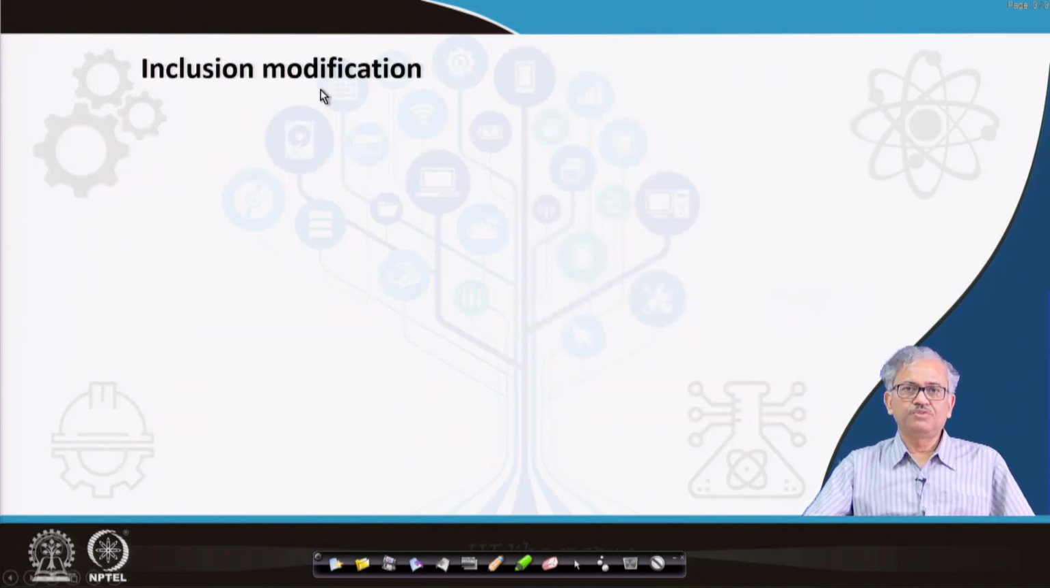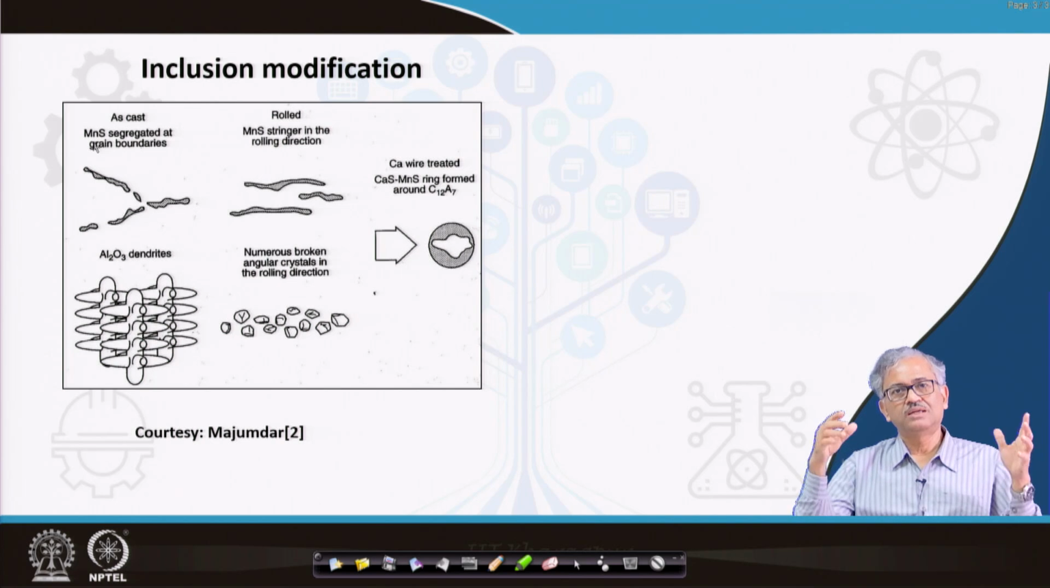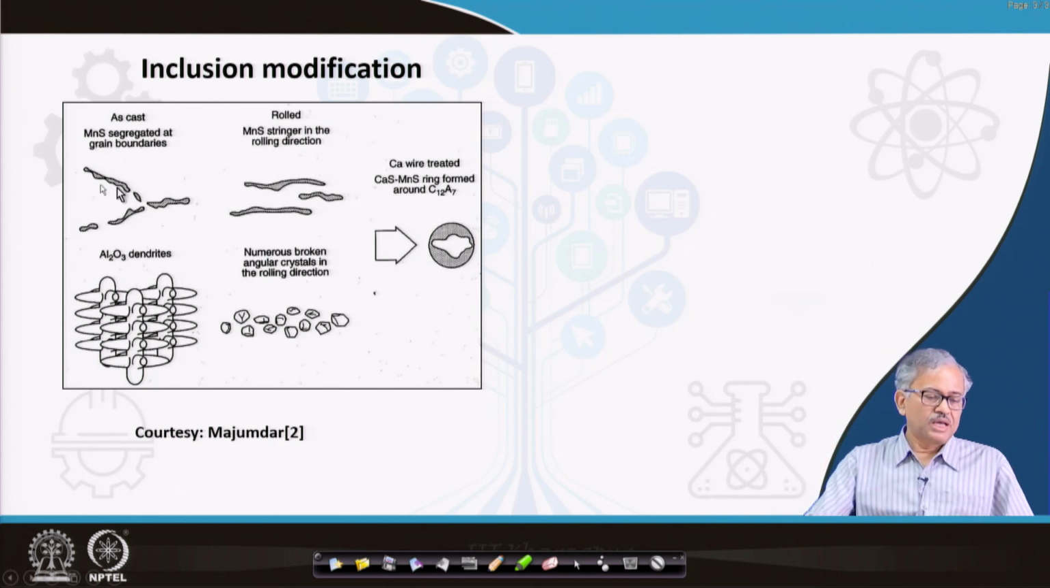Now, inclusion modification. What do you mean by inclusion modification? This is the steel. You can see as-cast condition MnS. MnS is one of the deleterious inclusions in the steel, and they are called manganese stringers, because when you roll the steel, they become very flat and long, and that is called stringers. So, as cast, this is the manganese stringers. Manganese stringers look like this, and when rolled, they become further elongated. They are very soft and deformable, that is why they become elongated.